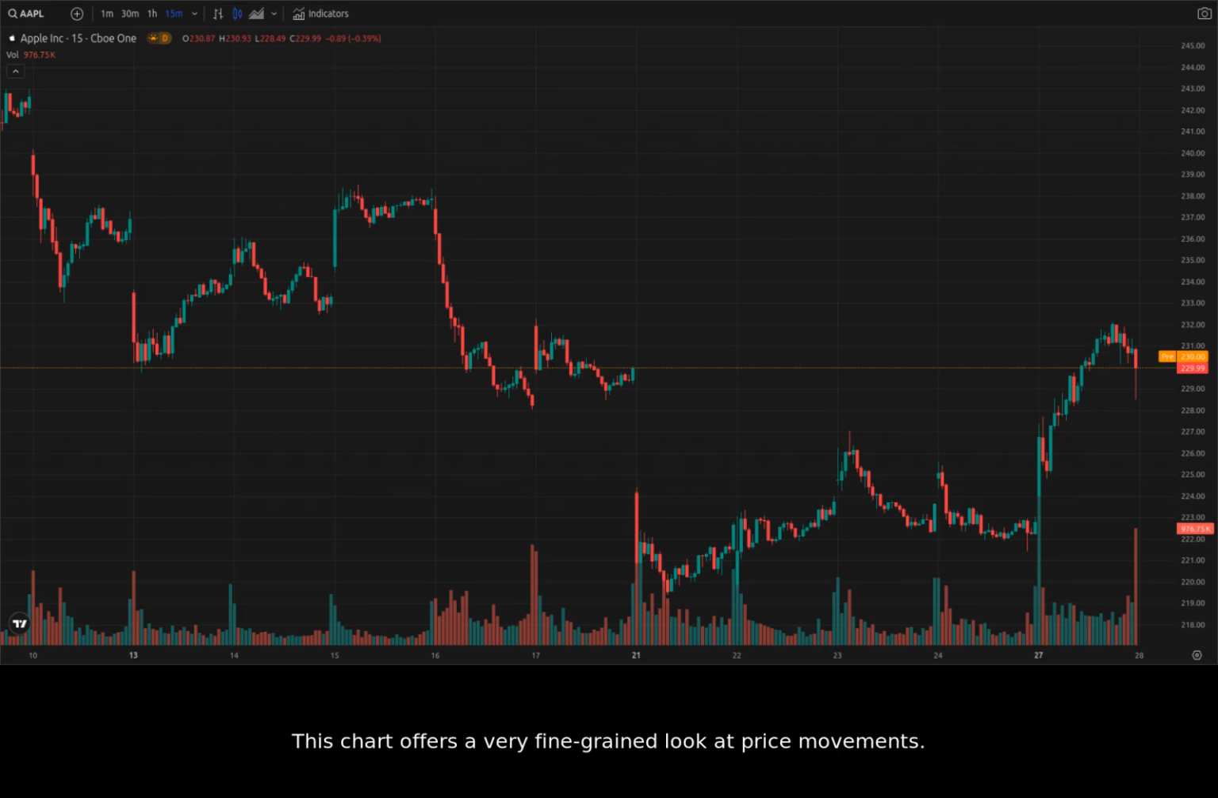This chart offers a very fine-grained look at price movements. We can see many small price fluctuations. On this chart, we can observe that short-term behavior is quite volatile.